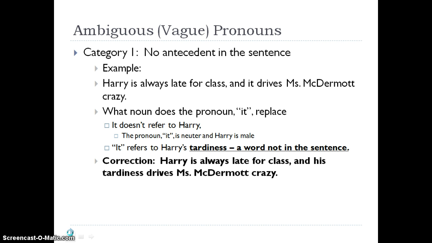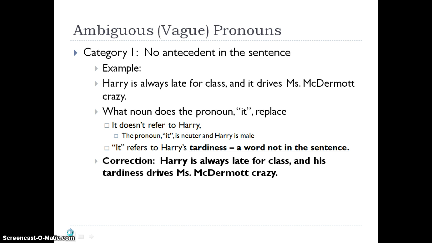More examples of category 1. No antecedent in the sentence. Harry is always late for class, and it drives Miss McDermott crazy. What noun does the pronoun it replace? It can't replace Harry because Harry is male and it is neuter.